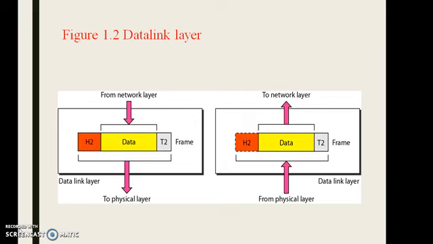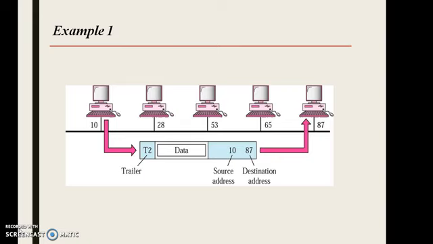Data link layer figure as shown. This is one example of the data link layer. In a bus topology, there will be 5 systems or connectors. The data link layer frame format will have, from the left side, the trailer, then the information, that is the data, and then the header containing the source and destination addresses. The trailer T2 is as represented, and the source address is 10 and the destination address is 87. The information will be communicated from the source address to the destination address, that is 10 to 87.